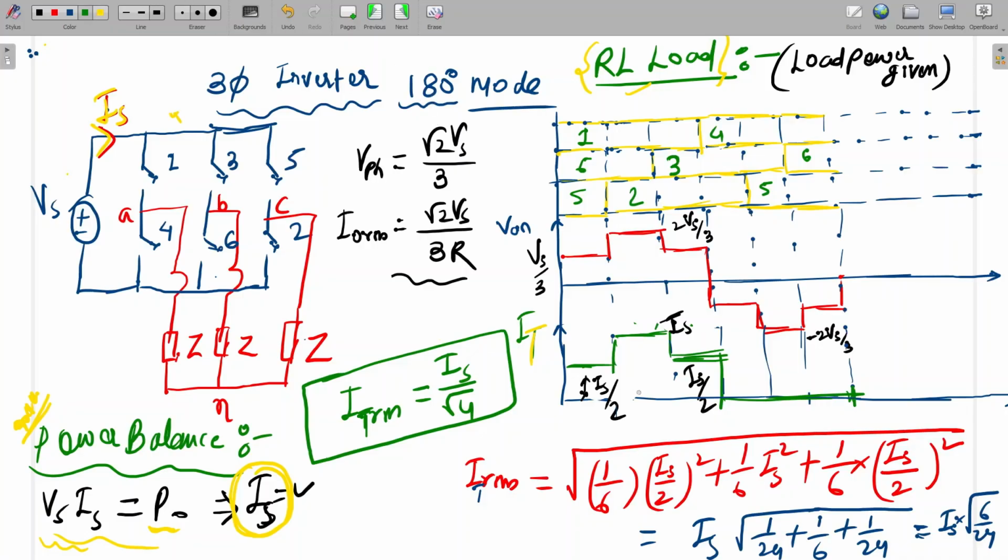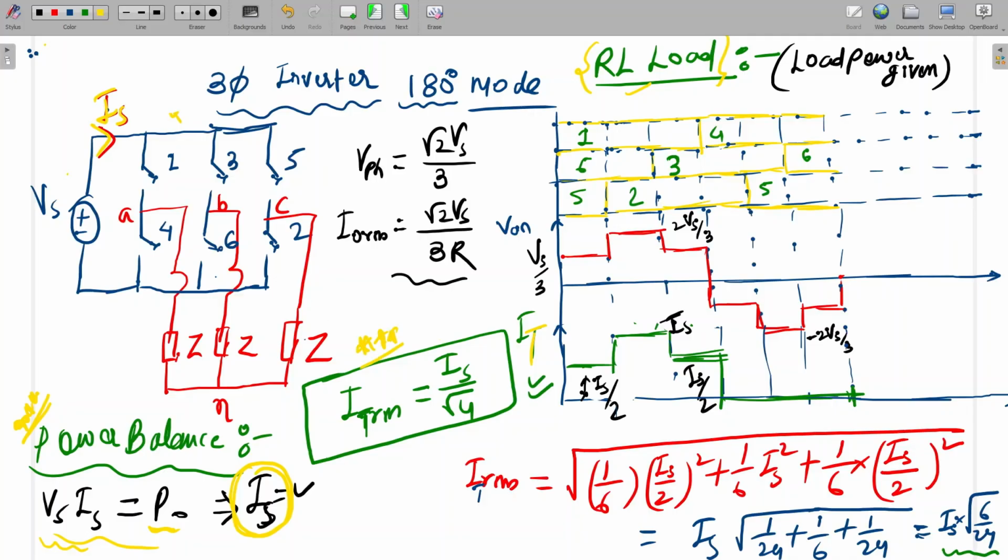In the same way, we can calculate the RMS value. What will be the RMS value? It is (Is by 2) whole square into 1 by 6, plus Is square into 1 by 6, plus 1 by 6 into (Is by 2) whole square. So I am getting Is under root of 1 by 24 plus 1 by 6 plus 1 by 24. This will be 6 by 24, so Is into 6 by 24 under root, that will be Is divided by under root 4.